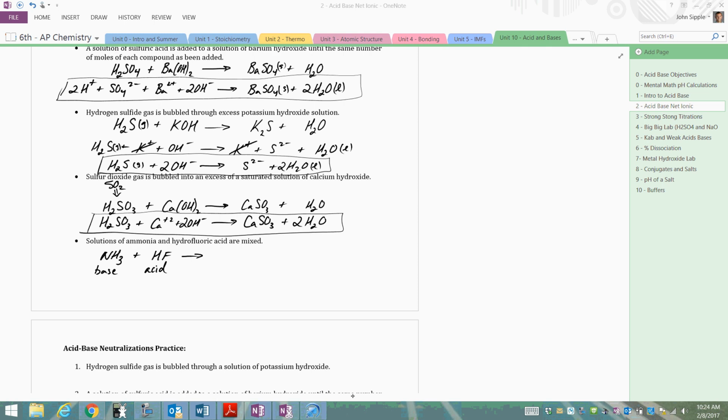So NH3 becomes NH4 with a positive charge, because it just gained an H plus. And if you remove that H plus from HF, you get fluoride. And so that's our balanced equation there.